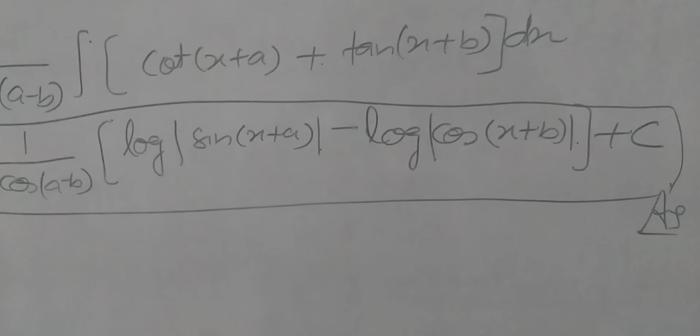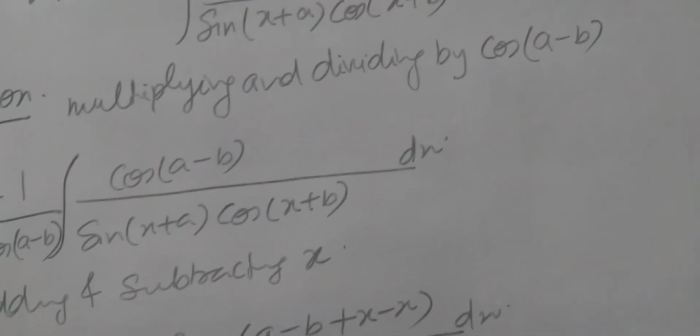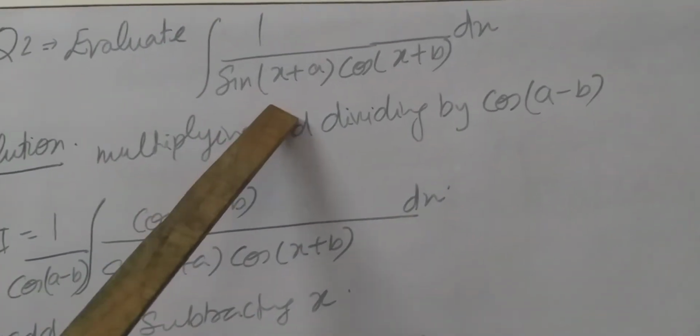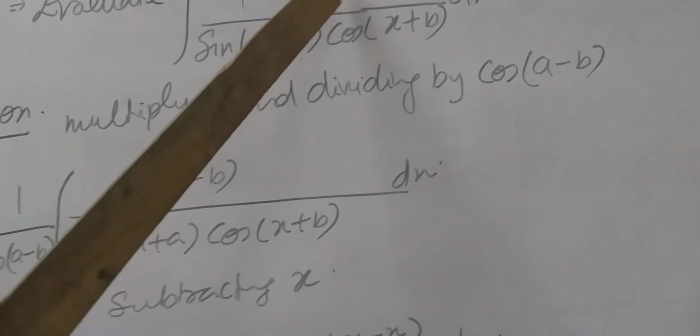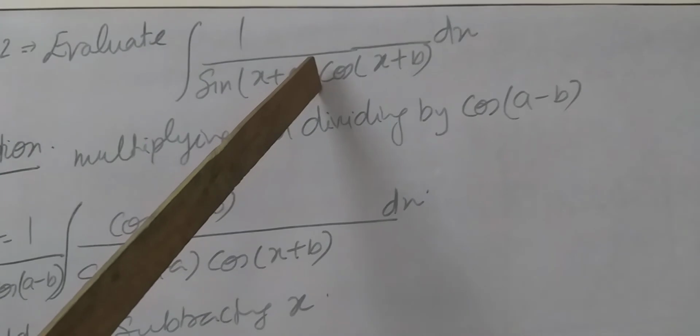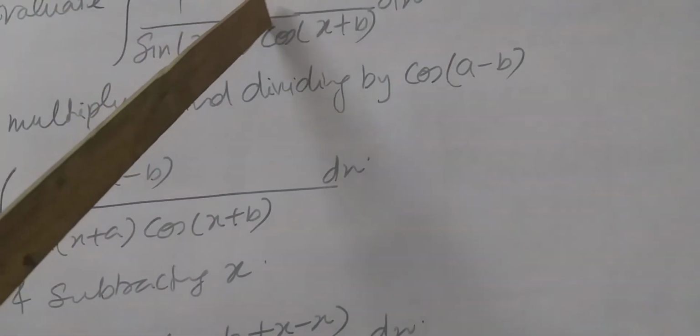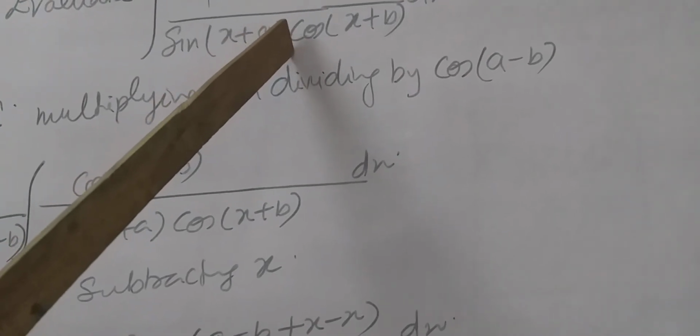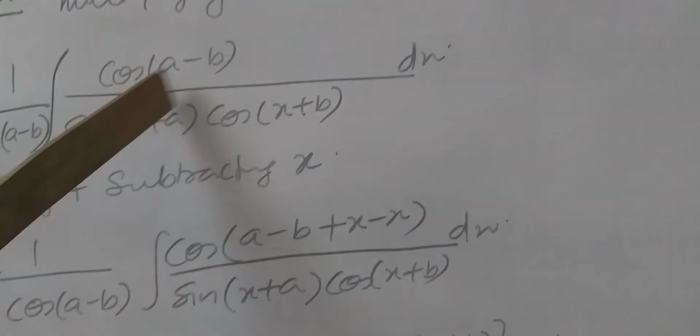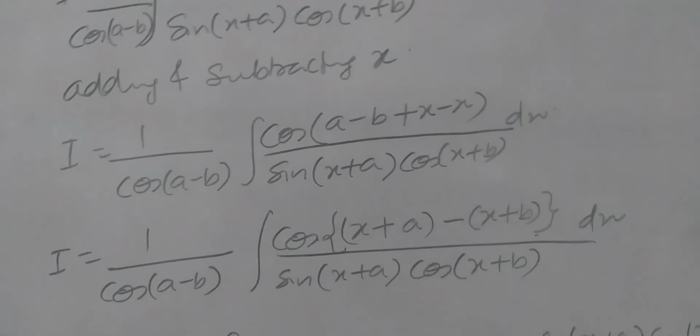plus c. Okay students, so remember, in integral questions try to remove the sign of multiplication and division. To remove the sign of multiplication here in the denominator, we formed the formula of cos a minus b.